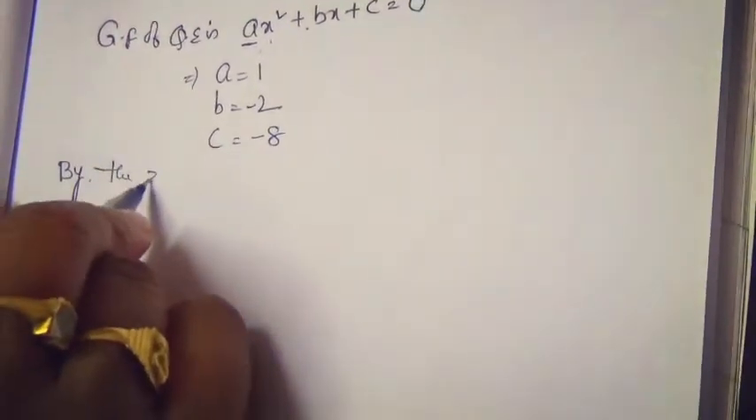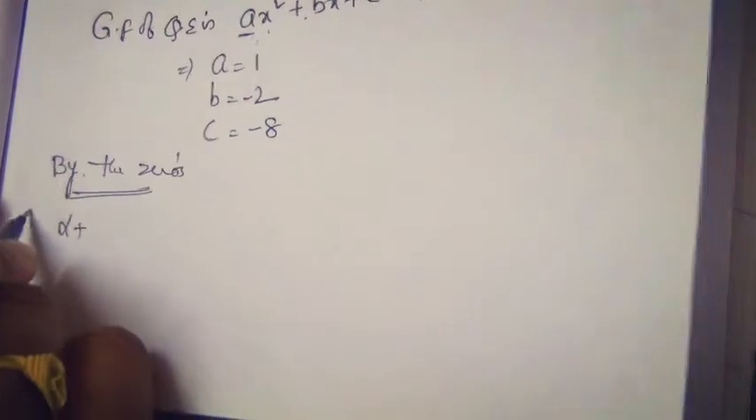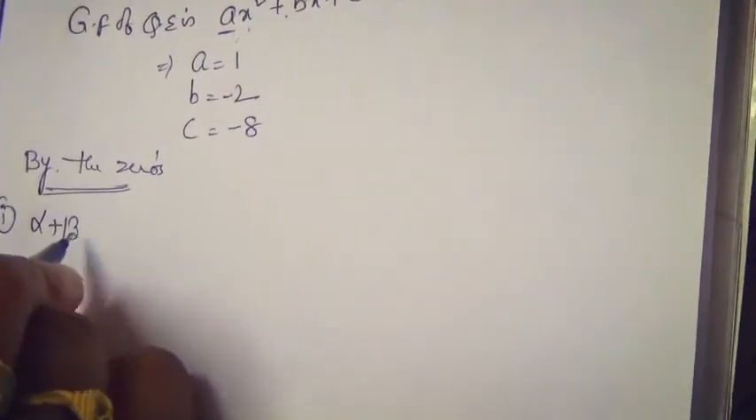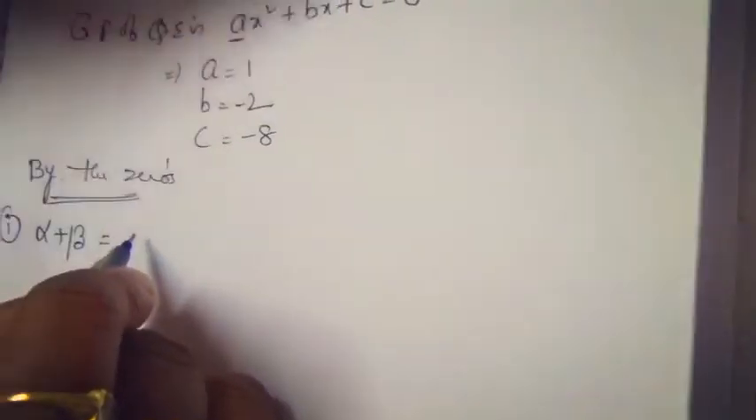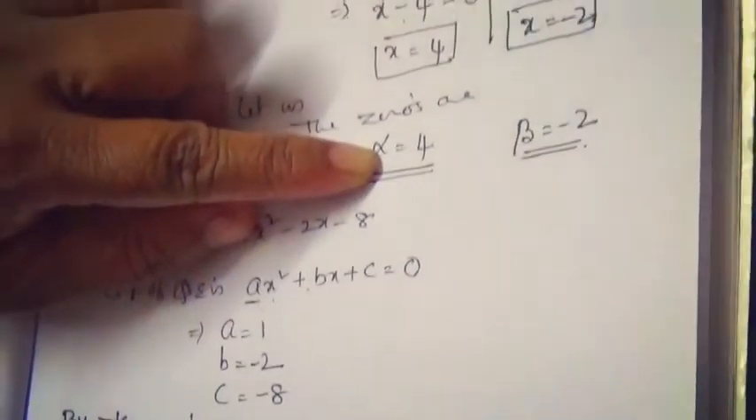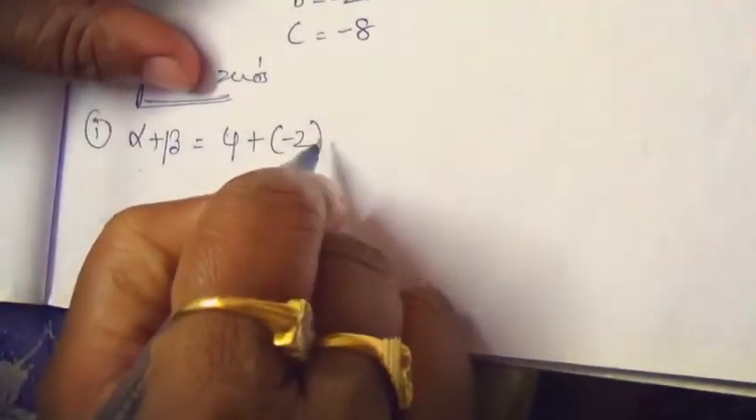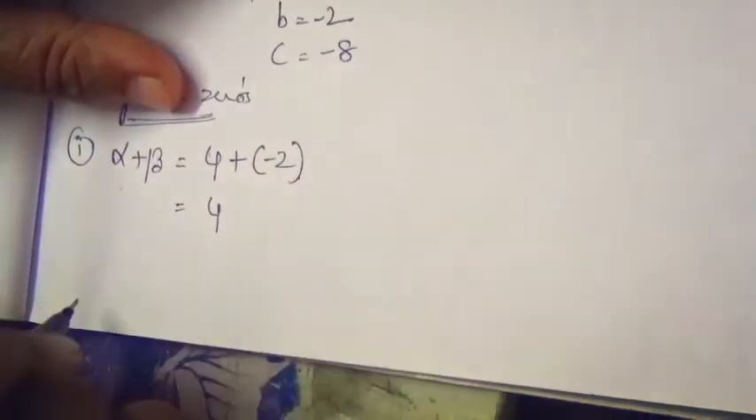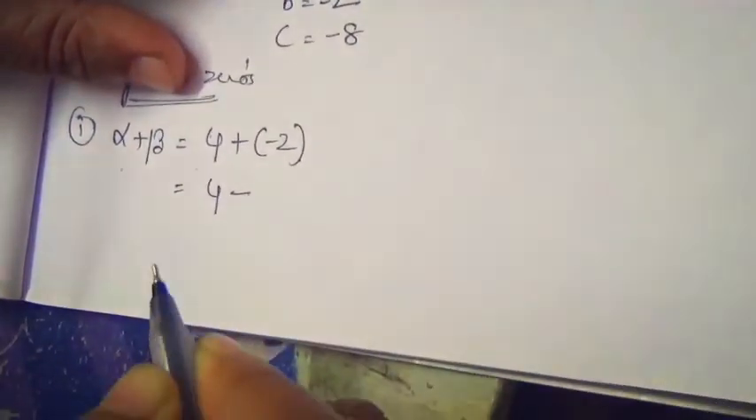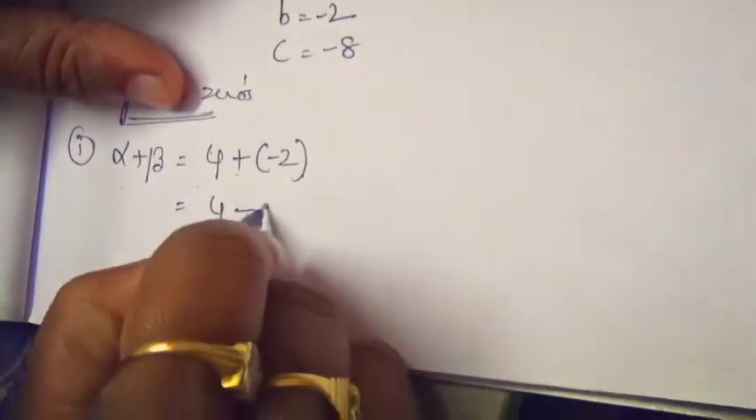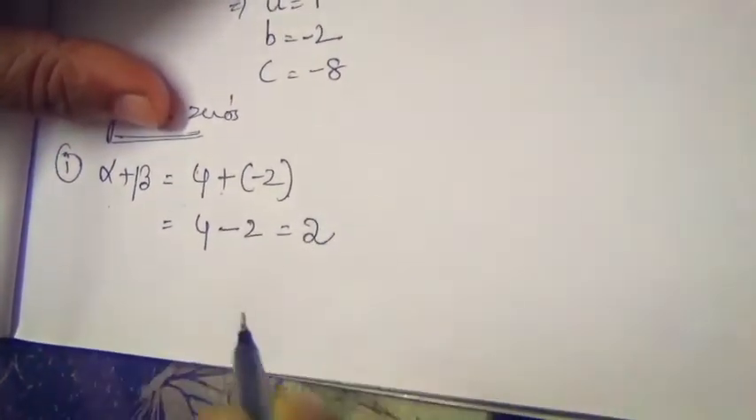by the zeros, alpha plus beta. The first one is the sum of the zeros. Alpha plus beta is equal to, what is alpha? 4 plus, what is beta? Minus 2. We will subtract here. Then you will get 4 minus 2, that is equal to 2.